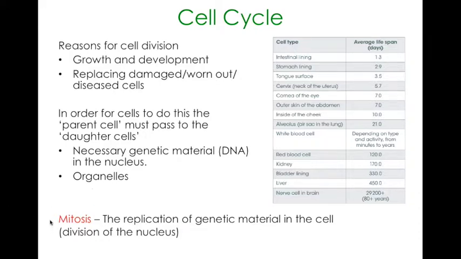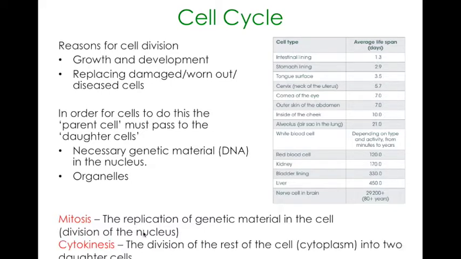This is a very important term because we are going to be focusing on it for the majority of this chapter. Mitosis is the replication of genetic material in the cell, otherwise known as the division of the nucleus, because the nucleus is the organelle that holds all of the DNA. The other half is what we call cytokinesis. Cytokinesis is when the rest of the cell begins to divide. You can see the contrast between the nucleus dividing and then the rest of the cell splitting up as well. You'll see why these two processes are really important as we unpack them.